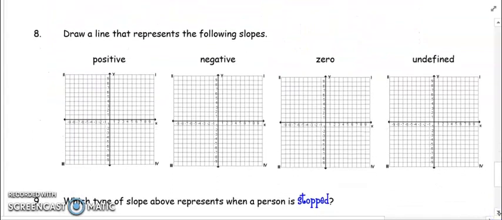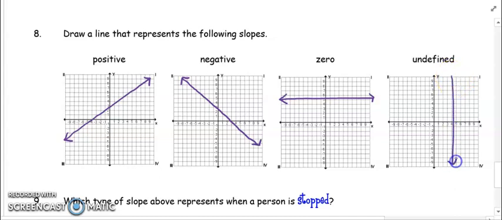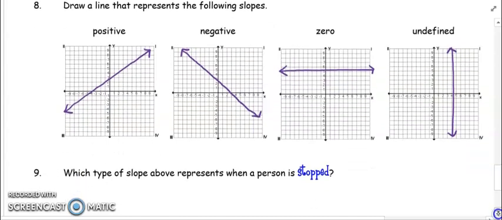All right, part 8, I want to draw a line that represents the following slopes. If the slope is positive, as we move from left to right, the slope goes up. If it is negative, as we go from left to right, it goes down. If the slope is 0, there is no vertical change. It is a horizontal line. And if the slope is undefined, it's going to be a vertical line.